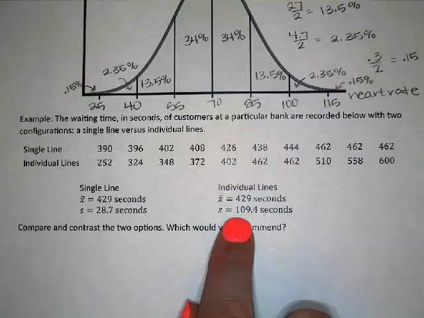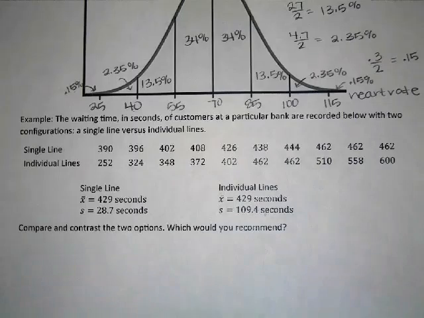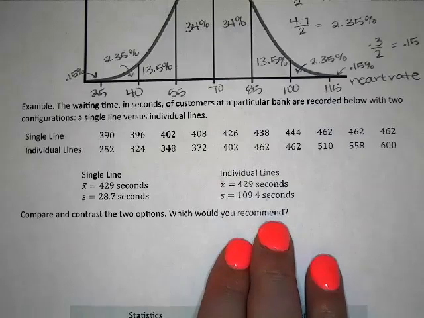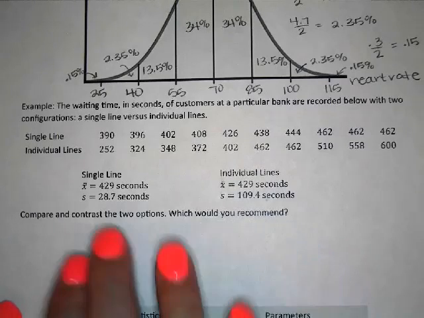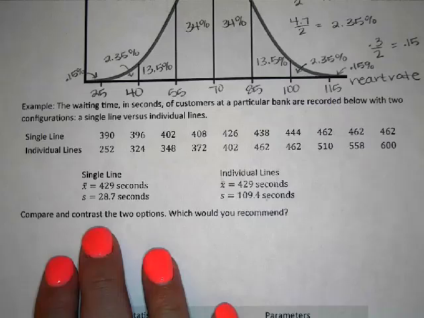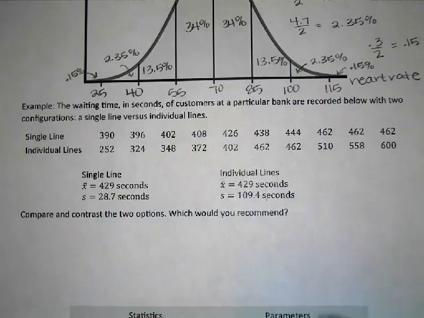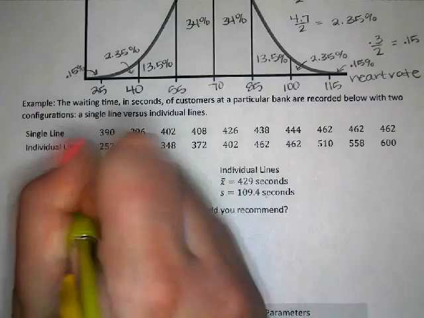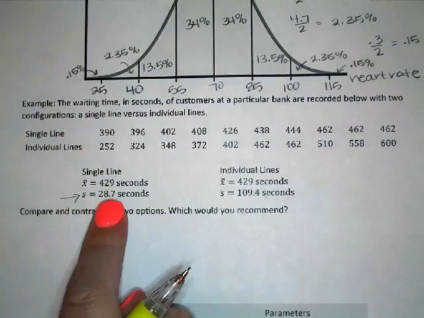So compare and contrast the two. Which would you recommend? Well, that's an opinion question. That's what you personally prefer. But there is one thing that should be apparent in your answer when you're answering an opinion question, and that is that you understand what the data is telling you, and you understand what these computations have told you. So what this computation tells you, with a standard deviation that is small compared to this one, is that there is less variation.